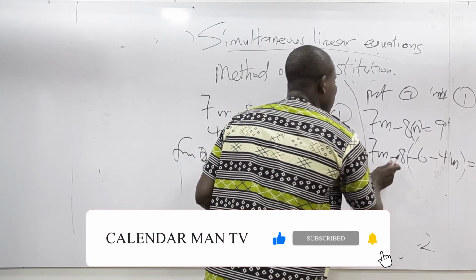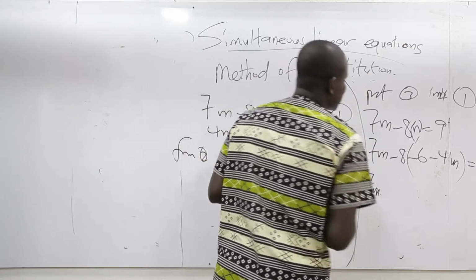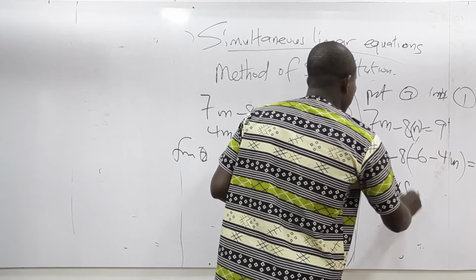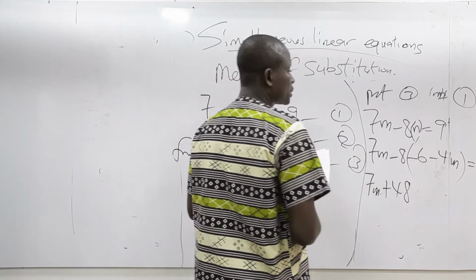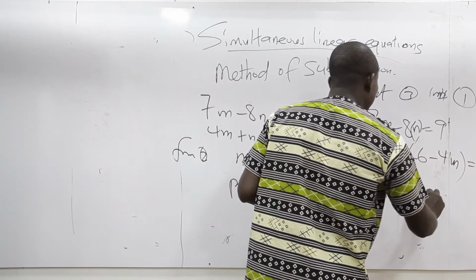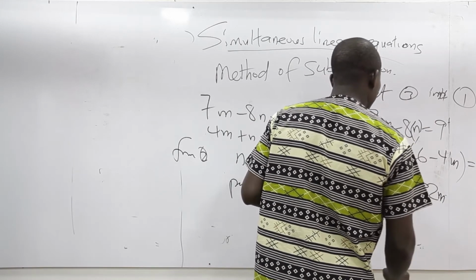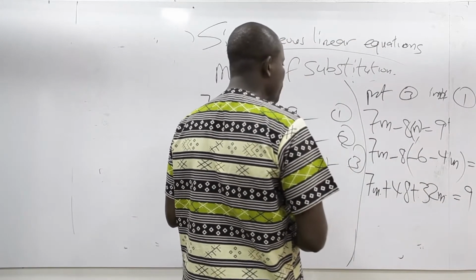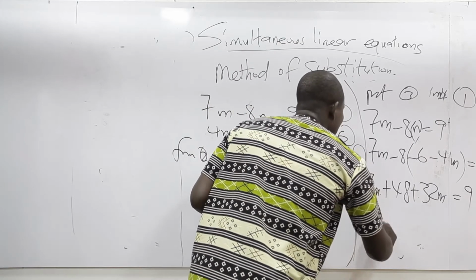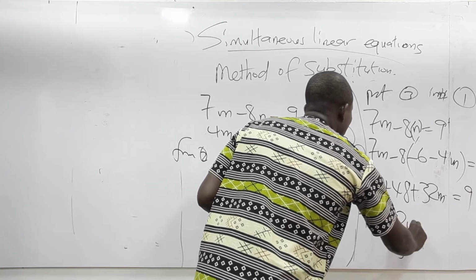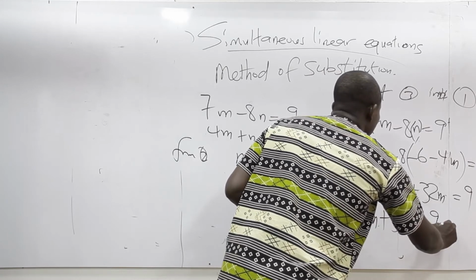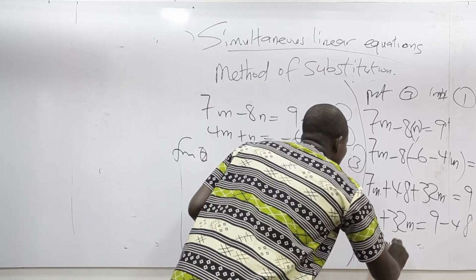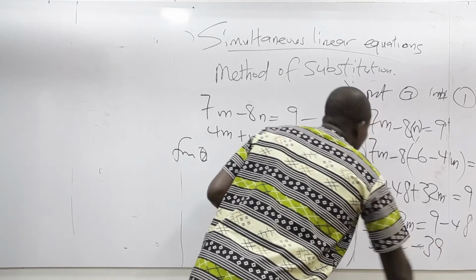So now let's expand. 7m, this is minus 8 times negative 6. That will give you positive 48, right? Then minus 8 times negative 4m will be plus 32m. Is equal to 9. So now, doing our groupings, we are going to have 7m plus 32m is equal to 9 minus 48. So we are going to get 39m is equal to negative 39, right?